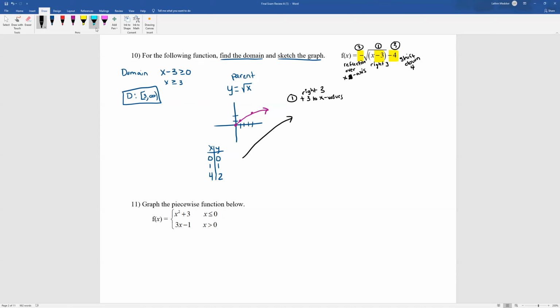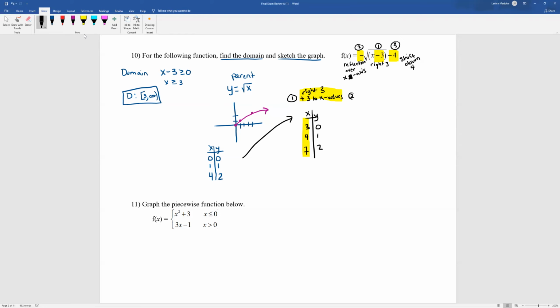So right 3 means we're going to add 3 to all of our x values. You're going to take your chart and take each of the x values and add 3 to it. That'll be 7. Nothing happens to the y's in this step. So when we look at this, I like to highlight it: right 3 changes this part.